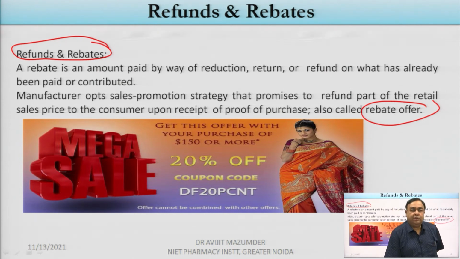So, manufacturers, whenever you show a particular proof to them, they give you a certain amount of money in return.